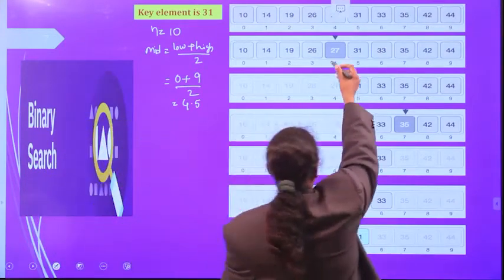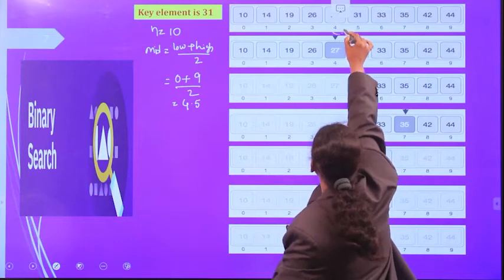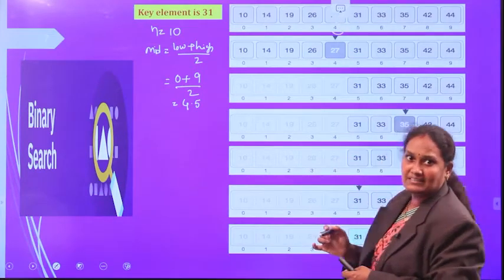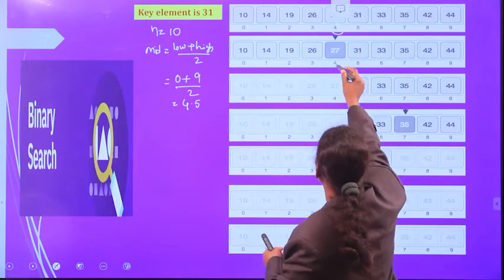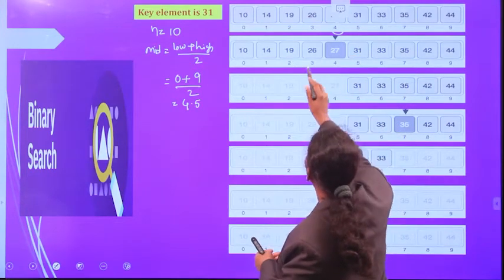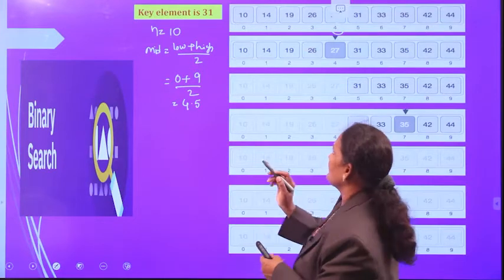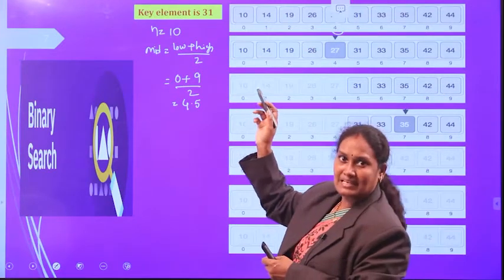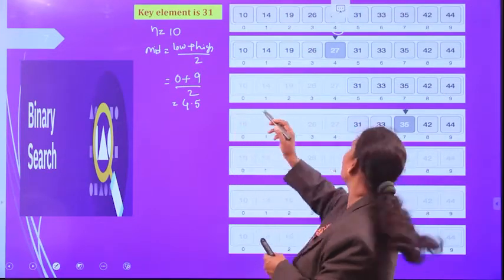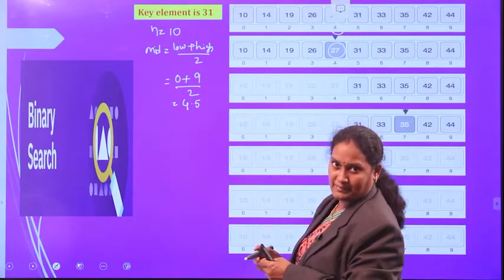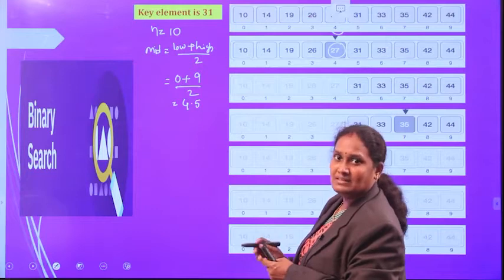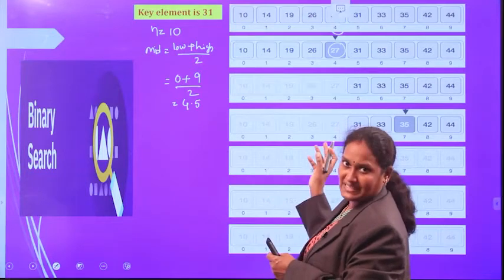Here I am considering 4. At 4 we are dividing the given array. By dividing the given array at 4, we will get two subarrays. First we compare the key element with the mid element. What is the mid element? 27 is the mid element. First I am comparing the key element with 27.